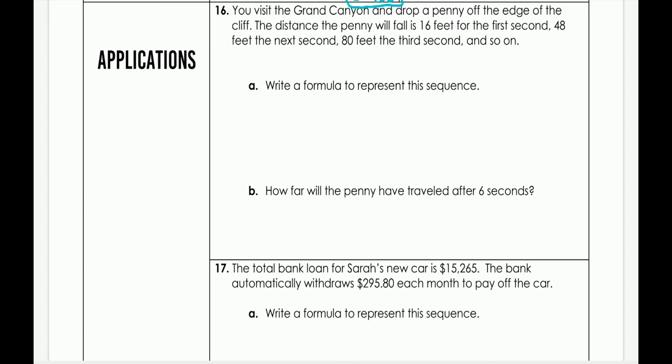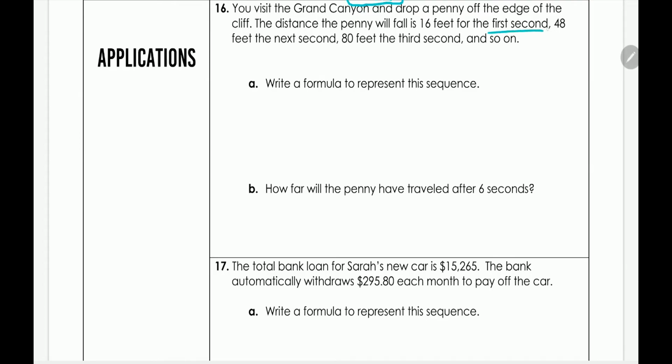So, it looks like our very first thing that happens is the penny falls for 1 second. So the first second is 16 feet. The next second is 48 feet. The third second is 80 feet. Notice how this creates a sequence. And so on. So in other words, it just continues. So we now have our arithmetic sequence.